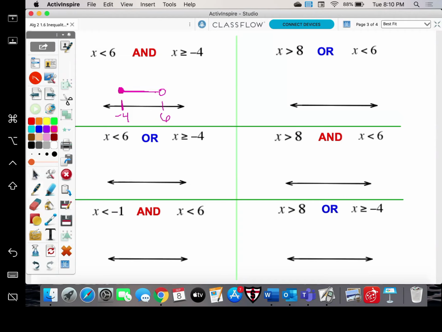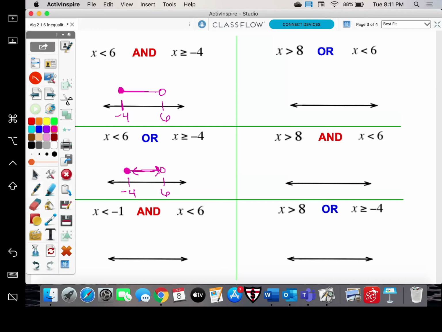Okay, moving down. Now we have x is less than 6 or x is greater than -4. So I'm going to put my values on there. I'm going to put 6 and I'm going to put -4. Now, x is less than 6 is an open circle shading to the left. x greater than -4 is a closed circle shading everywhere to the right.